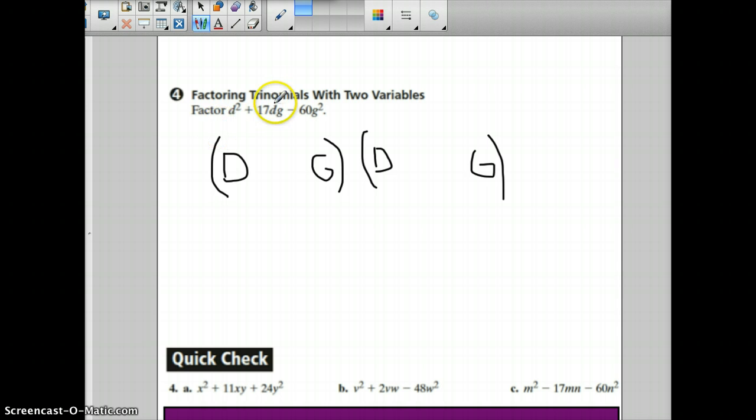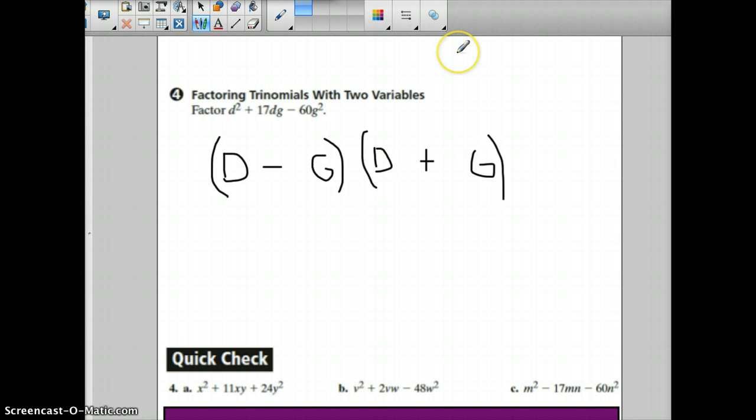Now I can start to look at my numbers. And again, I have to use the clues. My third term is a negative. So I know one is going to be positive and one is going to have a minus sign in the binomials. Now, two numbers that multiply together give me 60, but have a difference of 17. Okay? And then by looking at the second term, the bigger of the two numbers is going to go next to the positive sign, which is right here.